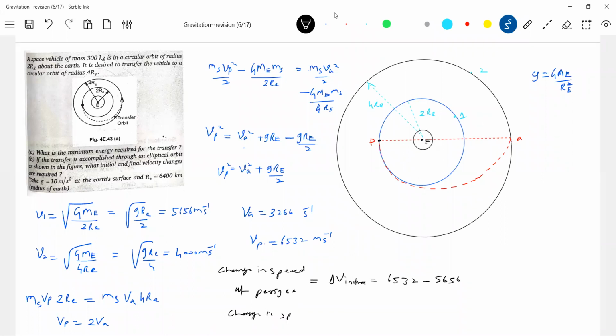Now similarly, change in speed at apogee. What is the final speed in the orbit? 4,000. And at apogee is how much? Okay, this is the thing. These are the changes. Next again, what is the minimum energy required for the transfer? What do you mean by energy? How to calculate?